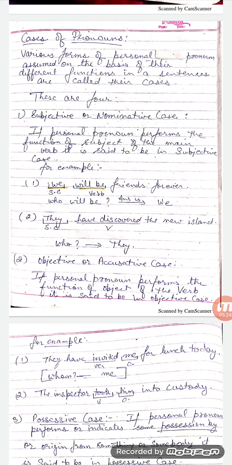Example number 2. They have discovered the new island. In this sentence, have discovered is the verb and the question who is used before this verb to find out the subjective case of the pronoun, and the question is who has discovered the new island? The answer is they. So they is the subjective or the nominative case.